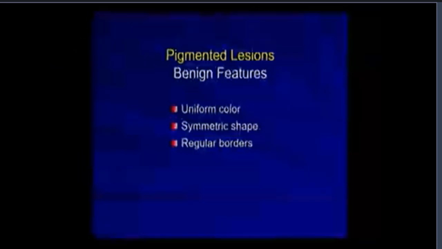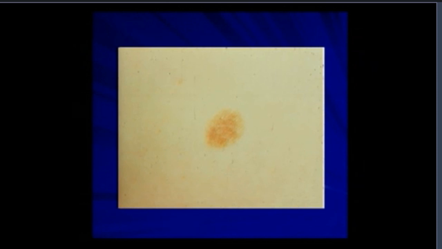Pigmented lesions, as you know, have benign features of uniform color, symmetrical shape, and regular borders. When you see a pigmented lesion with these features, it's most likely a benign pigmented lesion, and you don't need to worry about it. Like this patient: uniform color, not raised, and regular.